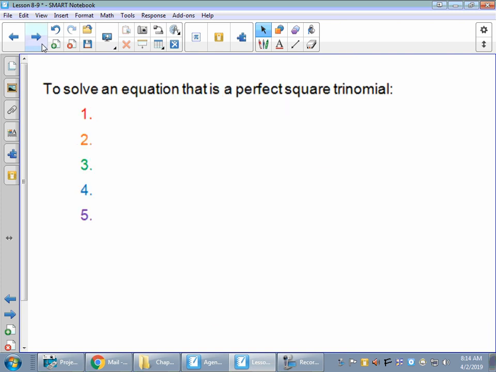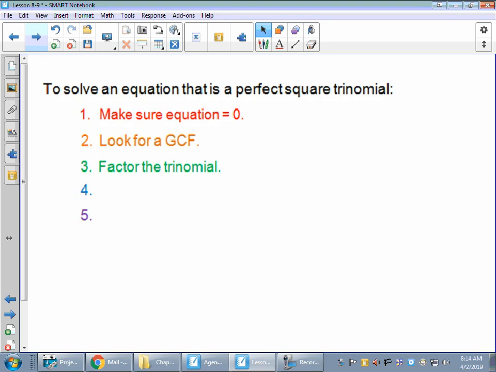Remember when we solved different equations and when we factored, we solved. Nothing really is going to be different here. We're still going to make sure the equation equals 0. That's our first step. The second step then is to look for a greatest common factor. If you can pull out a greatest common factor, then let's do that. And then the third step would be to factor the trinomial. And remember, when we factor the trinomial, that means we should get answers in parentheses.